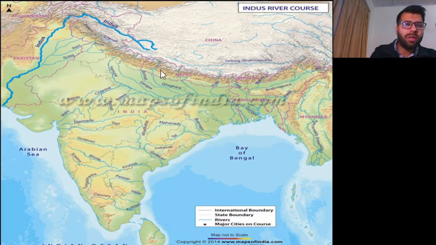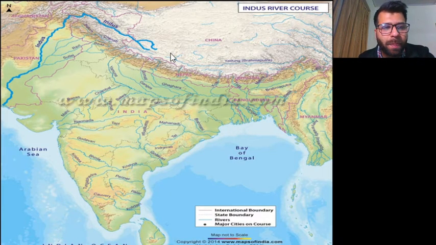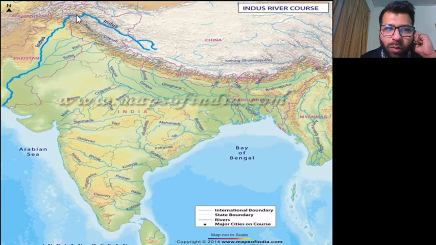Now, this is the river Indus on the map. As I said, this is the territory of India. The river Indus rises from Tibet, that is annexed by China. Here is Lake Mansarovar. These are the two headwaters of river Indus, and initially the river Indus moves in a north and northwestern direction, almost till the border of India and Pakistan. This is the point where Nanga Parbat is.